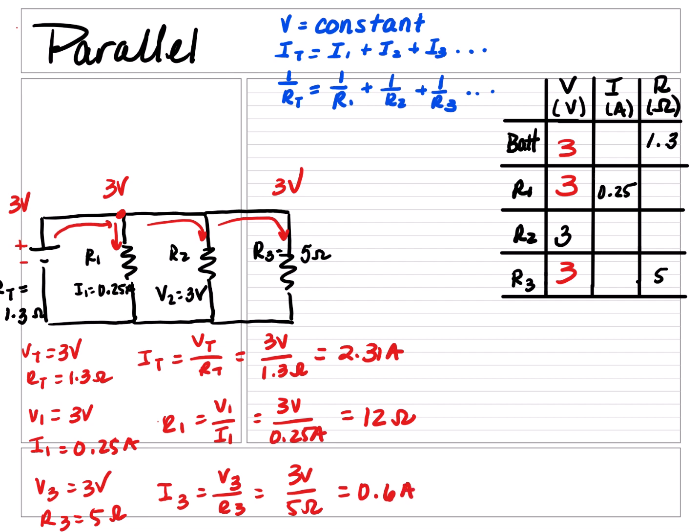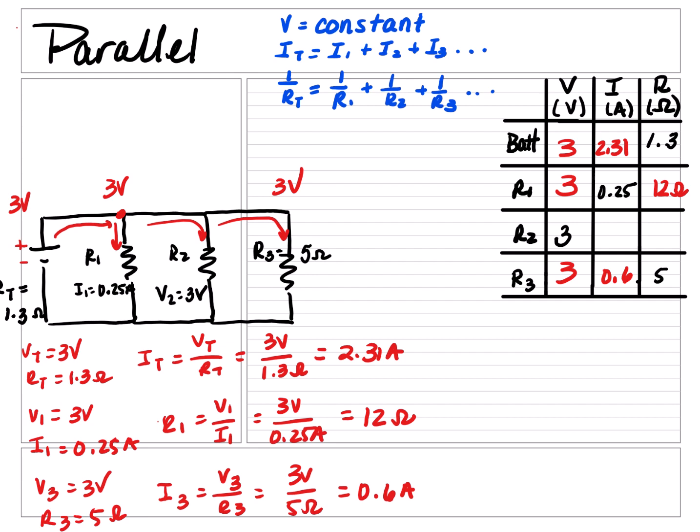So if I complete the table, we know the current at R3 is 0.6. We know the total current is 2.31. We know the resistor at R1 is 12 ohms. Again, you could solve for the current first and then use Ohm's law to find R, or you could do it vice versa, find R and then use Ohm's law to find current.